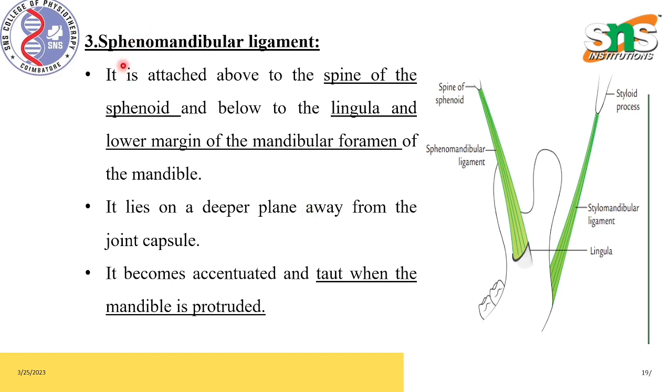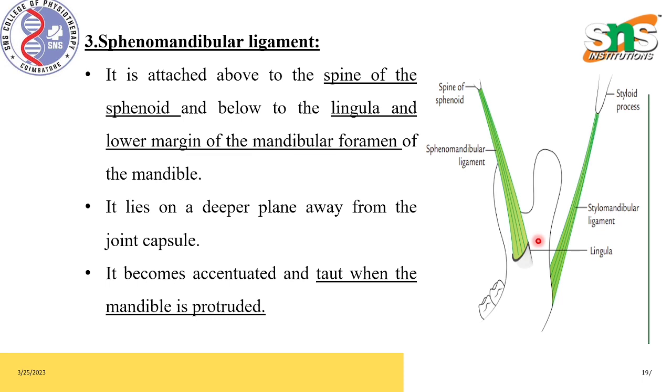Coming to the next ligament, that is your sphenomandibular ligament. It is attached above to the spine of the sphenoid and below to the lingula and the lower margin of the mandibular foramen of the mandible. So superiorly it is attached over your spine of the sphenoid, and inferiorly it is attached over your lingula and the lower margin of the mandibular foramen. So this is the mandibular foramen and it is attached over this region.